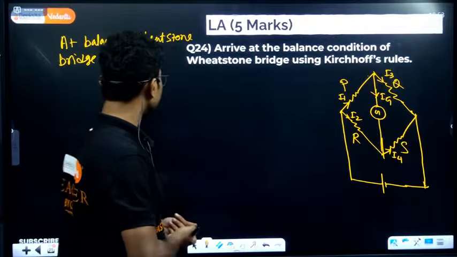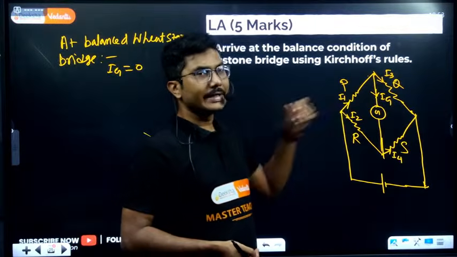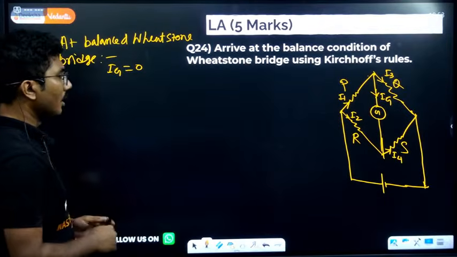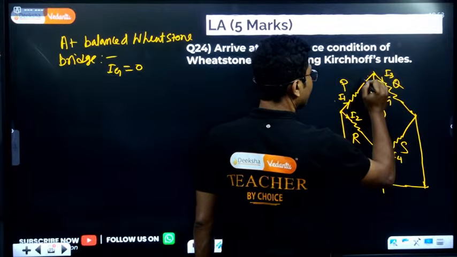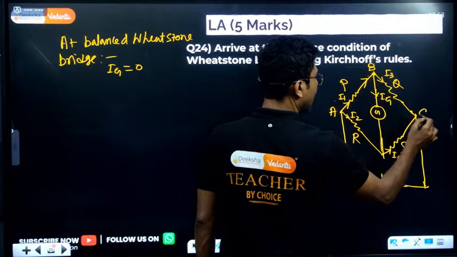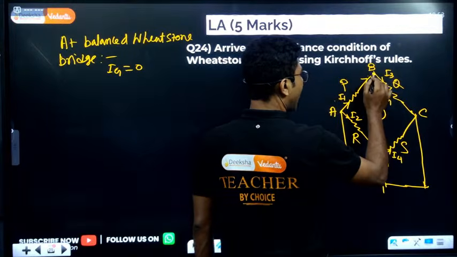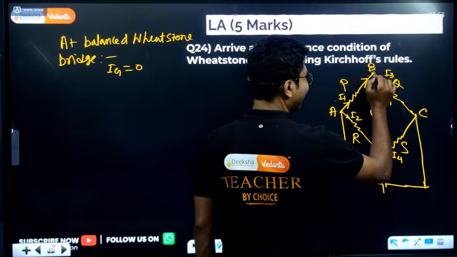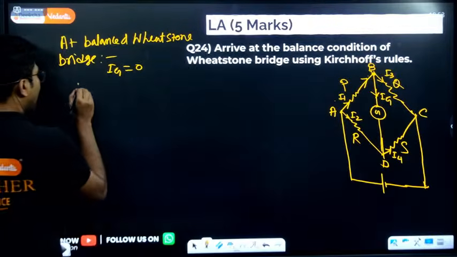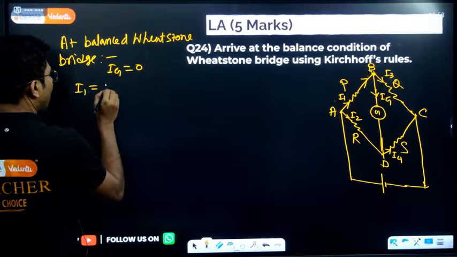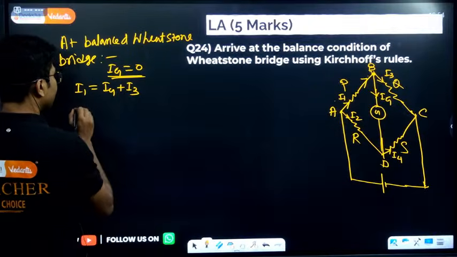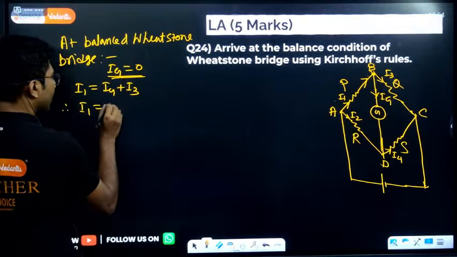Okay, now the condition of balance is Ig being 0. So as Ig is 0, let's say A, B, C and D. These are the 4 points. At the junction B, I1 is going in, Ig is coming out, I3 is coming out, right? So from Kirchhoff's laws, we can say I1 equals Ig plus I3, but as Ig equals 0, therefore we can write I1 must be equal to I3.